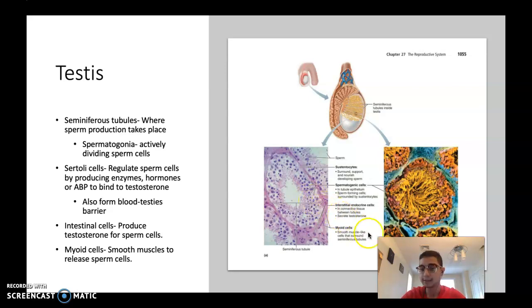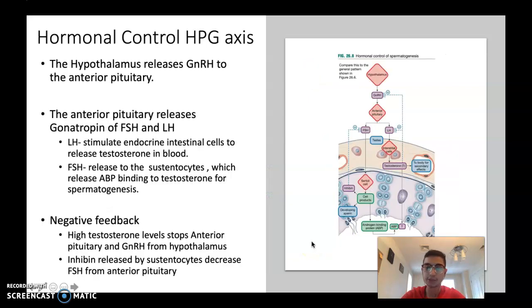Now, the interstitial cells, as we see right over here, produce testosterone for the sperm cells, also nurturing them. The myoid cells are smooth muscle cells, and they produce contractions during erection and ejaculation for reproduction.